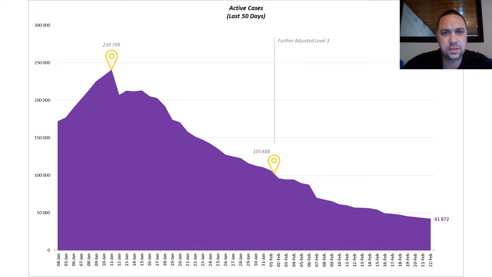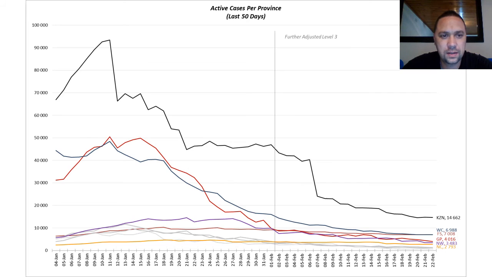So this slide shows the active cases, so it's positive cases minus deaths minus the recoveries. And if you look at where we were at the peak of the second wave, there were 239,799 active cases. When we moved into the latest revision of the lockdown, we're at 105,888, and now we're down to 41,872 active cases.